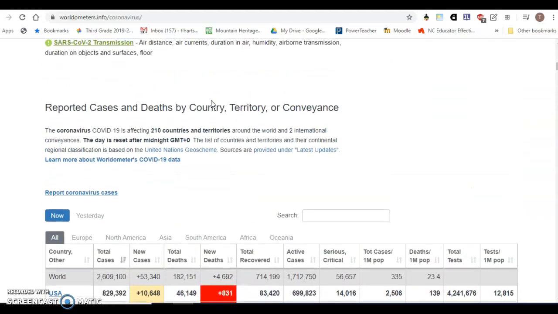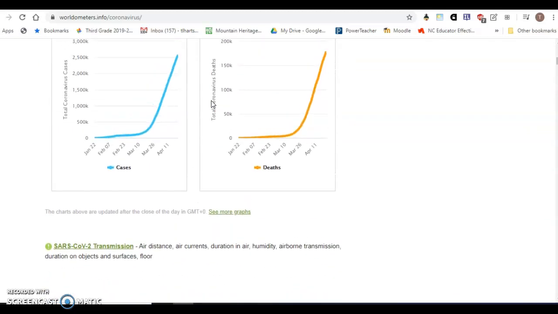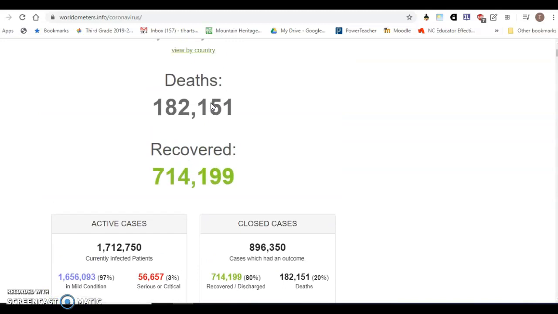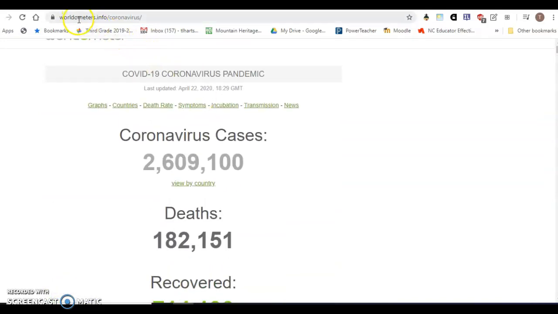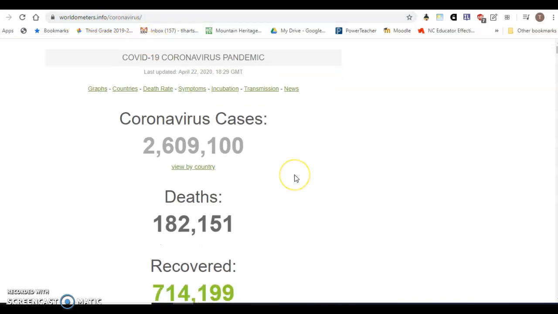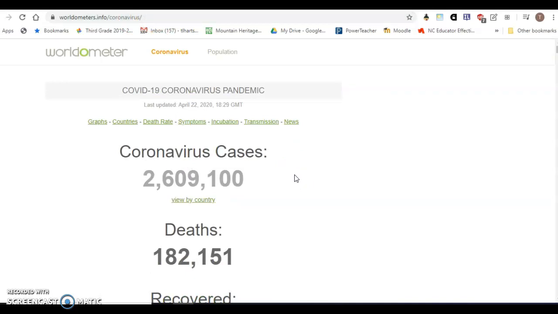If you'd like to take some time to look at either the population data or the coronavirus data, you can go to worldometers.info, or there are several other population clocks that probably have similar information.